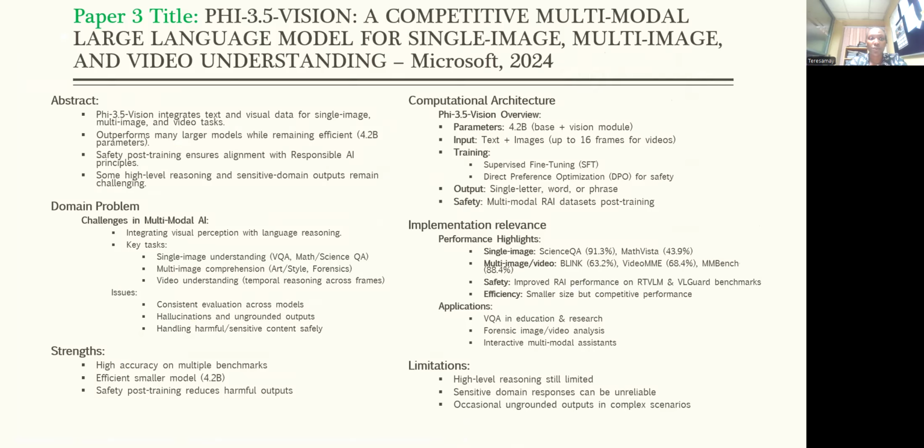And then I also reviewed a third paper, which was about the PHI 3.5 vision. This one is from Microsoft, and it is a smaller, efficient model with just 4.2 billion parameters, but it still competes strongly with much larger models. This one particularly focuses on three main areas.